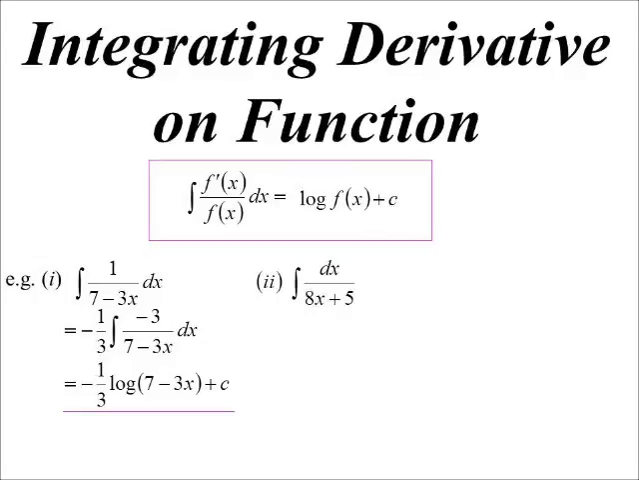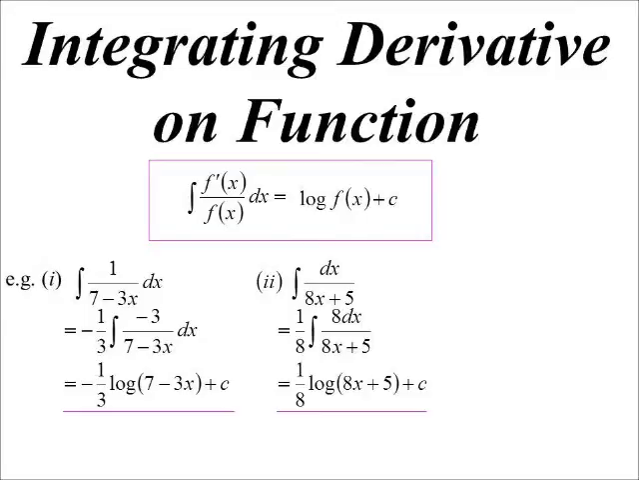So same idea, linear function on the bottom. I'd like a constant on top. The constant I'd like is 8, because that's the derivative of 8x. So let's make it 8, but to balance it out, I've got to divide it by 8. So I get 1/8 of the log of 8x plus 5.